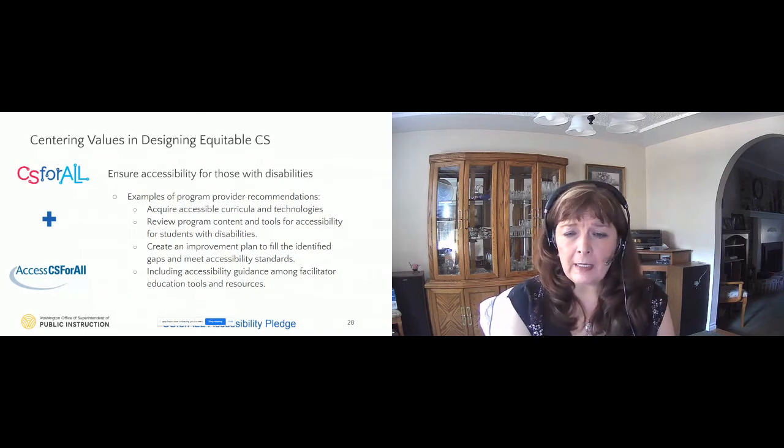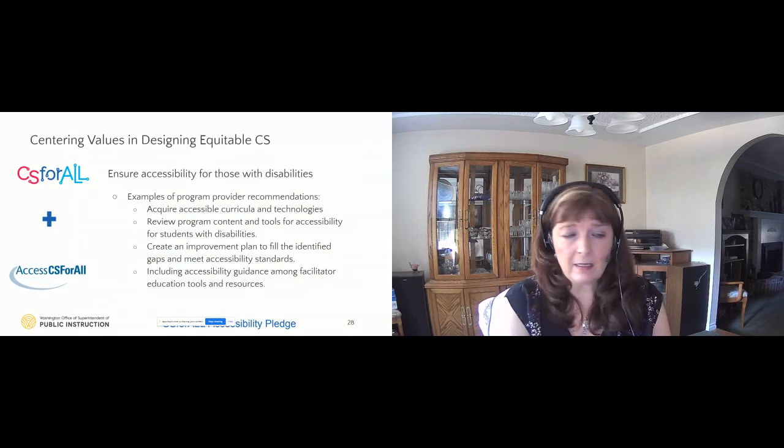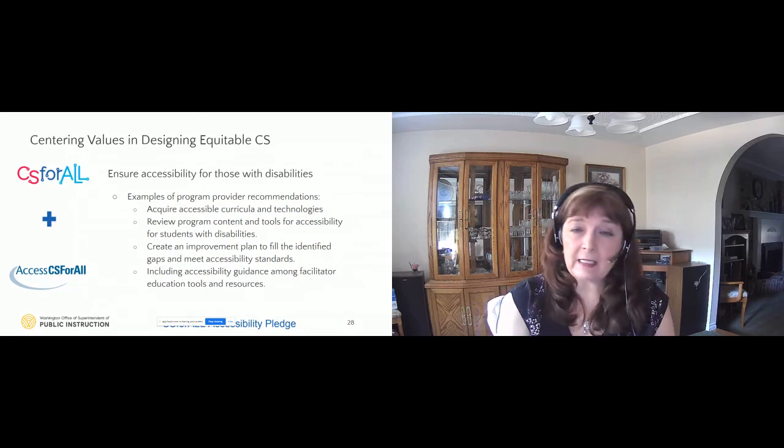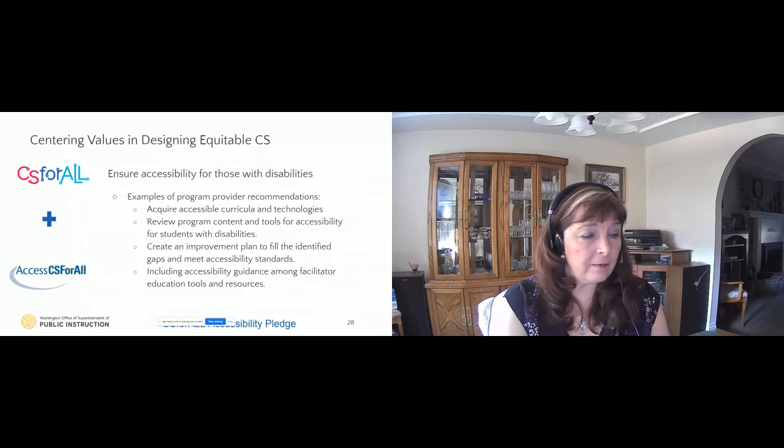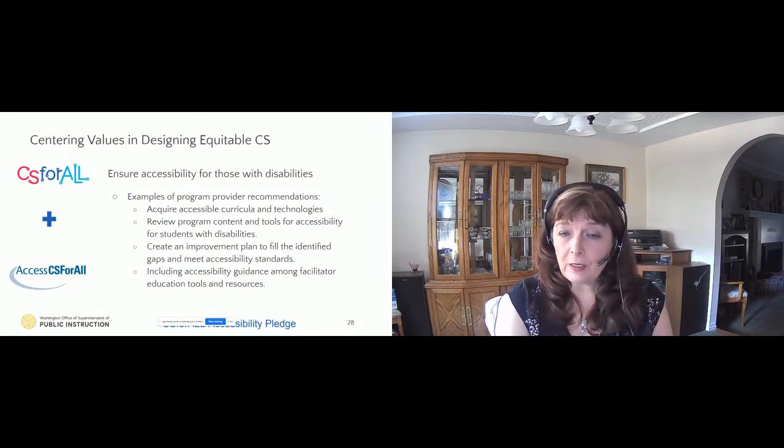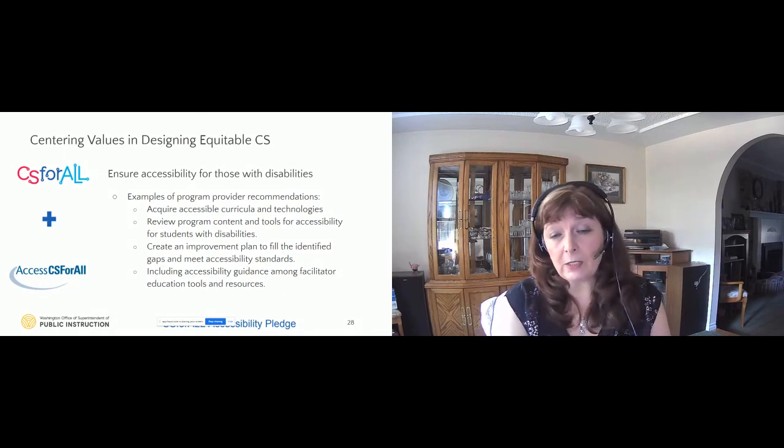But it's a really good website and has lots of information on there. I know CSAll does an accessibility type of pledge. It's really interesting to go and see who's doing the pledges and what they're doing in order to ensure that students with disabilities are also served in this population.